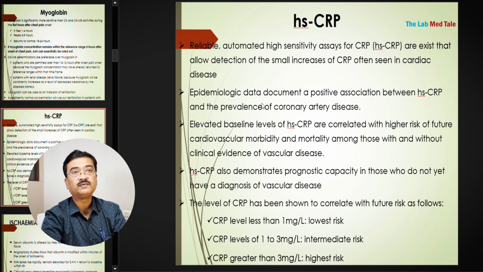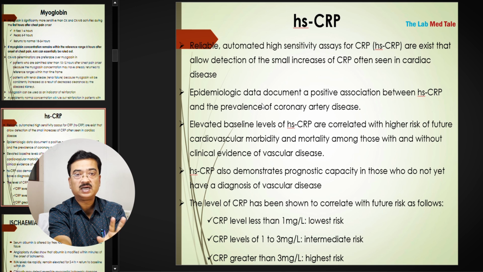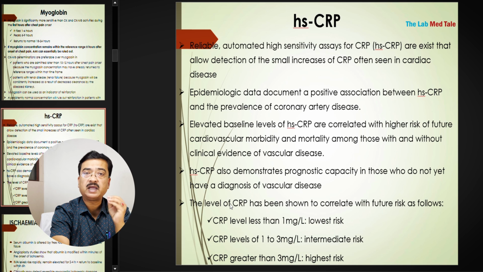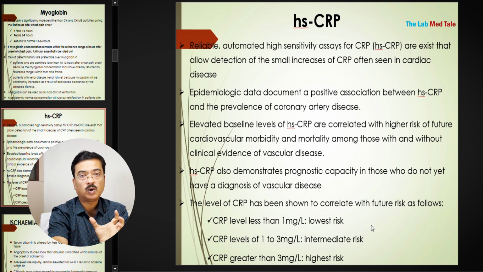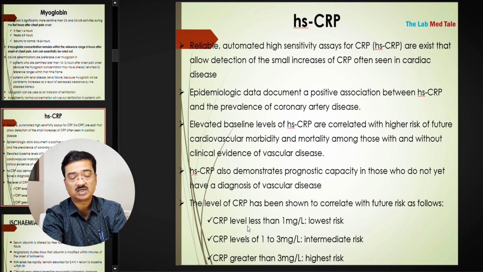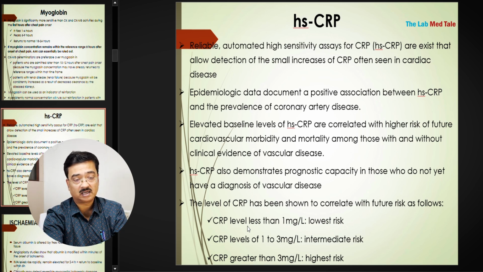HSCRP is not a marker of MI. It is more of a predictive marker. A CRP of more than 6 we consider a marker of inflammation. But myocardial infarction is basically microinflammation. So between 1 and 6, there are categories which predict the development of myocardial infarction. When CRP is less than 1, it is very low risk. If it is 1 to 3, moderate. But if it is 3 to 6, it gives a high risk of development of acute coronary syndrome in future. So it is more of a predictive marker than a cardiac marker.